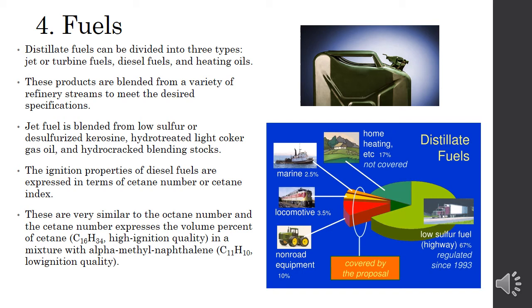Jet fuel is blended for use by both commercial aviation and military aircraft. It is also known as turbine fuel. Jet fuel is blended from low sulfur or desulfurized kerosene, hydrotreated coker gas oil, and hydrocracker blending stocks. The ignition properties of diesel fuels are expressed in terms of cetane number or cetane index. These are very similar to the octane number, and the cetane number expresses the volume percent of cetane in a mixture with alpha methyl naphthalene.